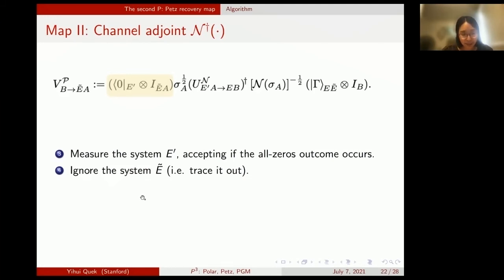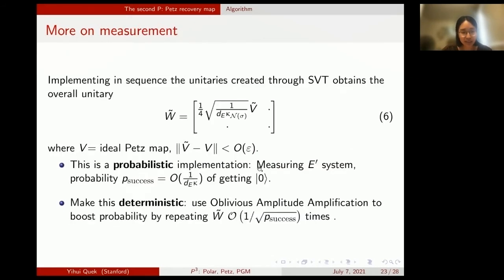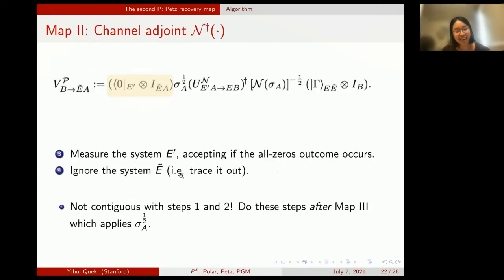So how do we make sure that the all zeros outcome occurs? Oh yeah, okay, so these two steps are not contiguous with the first two steps. So we have to do this after map 3, which is the map that applies sigma a to the half. I asked a question just now, which is how do we ensure that the all zeros outcome occurs upon the measurement? And the answer for that is we apply this thing called oblivious amplitude amplification.